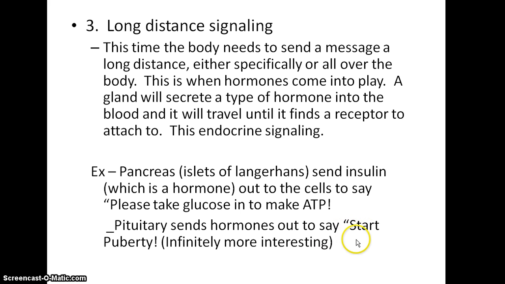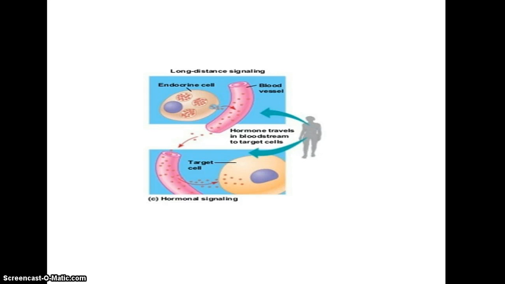Another example would be the pituitary gland, which sends out hormones, for example, to say start puberty, which I am sure that most of you would find infinitely more interesting. And here we have a picture of that one. This is the long distance signaling. Here's an endocrine cell of some sort, and it's got the little hormones that are going to be released into a blood vessel, which then can carry it around until it gets to the target cell. Once again, there will be receptors on that, and that will be our next little lesson. Hopefully that helps.